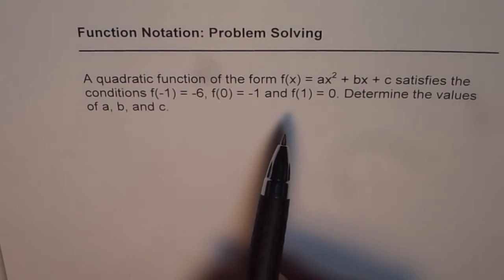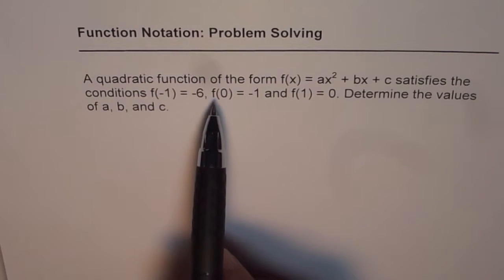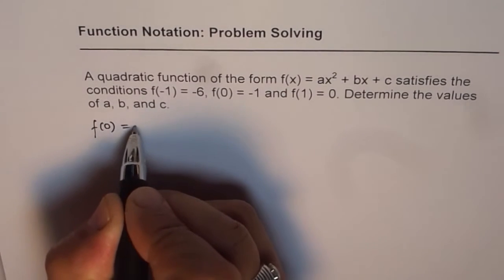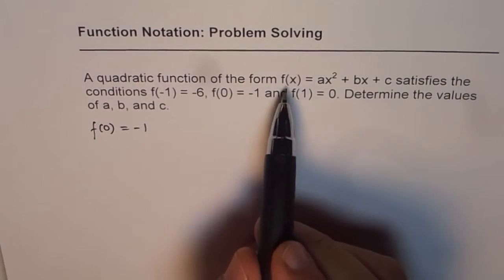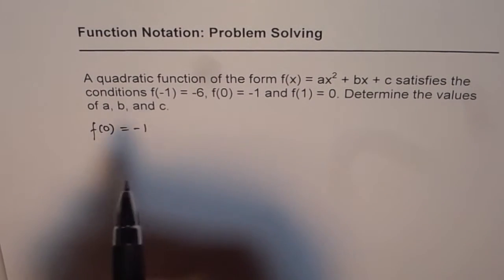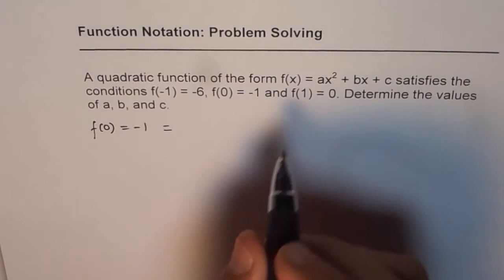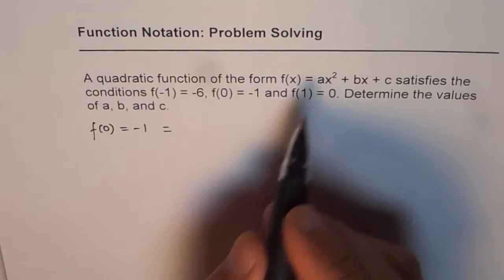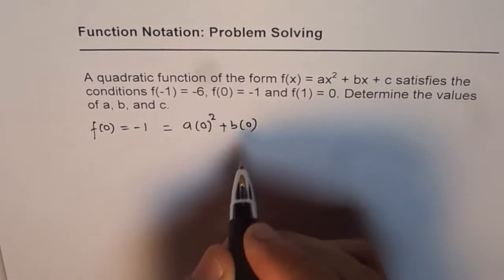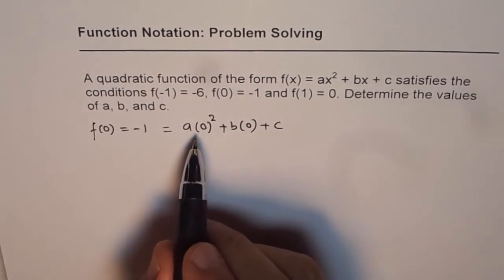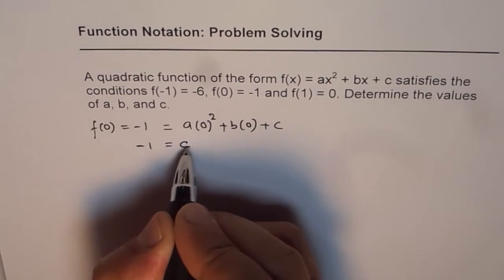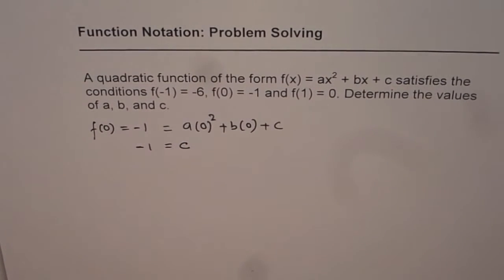Let's start with the second equation, which is f of 0 equals minus 1. It simply means that if I substitute x equals 0, the value of the function should be minus 1, right? So minus 1 should be equal to, when x is 0, a times 0 squared plus b times 0 plus c. So that gives us 0 plus 0 plus c. That means minus 1 equals c.